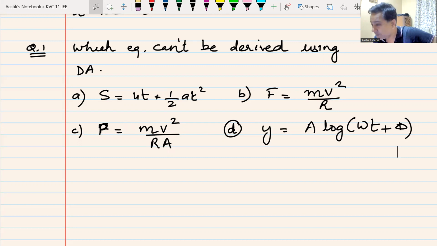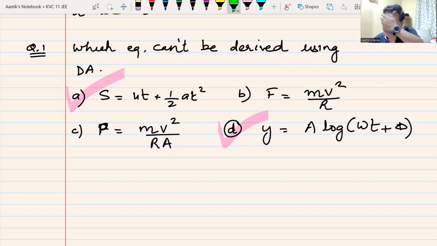Yes, beta. Which equation cannot be derived? A, D. Yes, tell me. A, D. What about B? You can derive B. F is mv square by r. M is mass, V is velocity, R is radius. What about C? Can you derive C? Yes, sir. No, you cannot derive C.